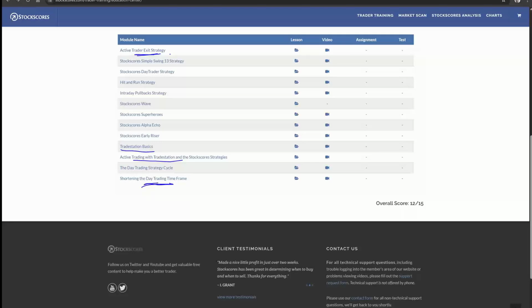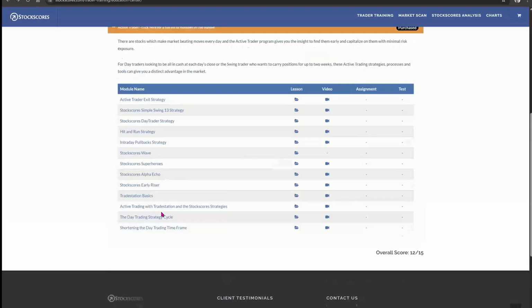Shortening the day trading time frame, that's a new lesson that I put up, because lately what's been working really well is trading the really liquid abnormal stocks on a very short time frame, like a 10-second time frame. And I found some good success with that over the last couple of months. So just added a lesson. I'm always trying to give whatever's working best to my members. All right, so that's the Education Center.